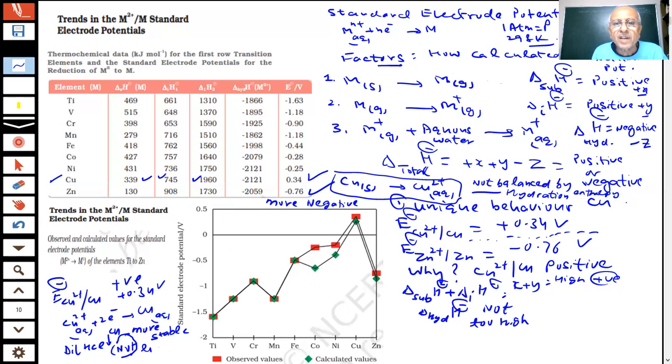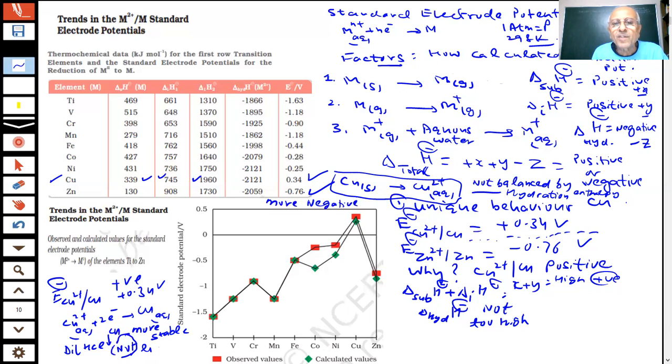So what is happening here? What are the energies involved? You can see sublimation, aqueous. This is related to the configuration. What is the configuration of Zn? 3d10 4s2. So losing two electrons will make zinc highly stable.